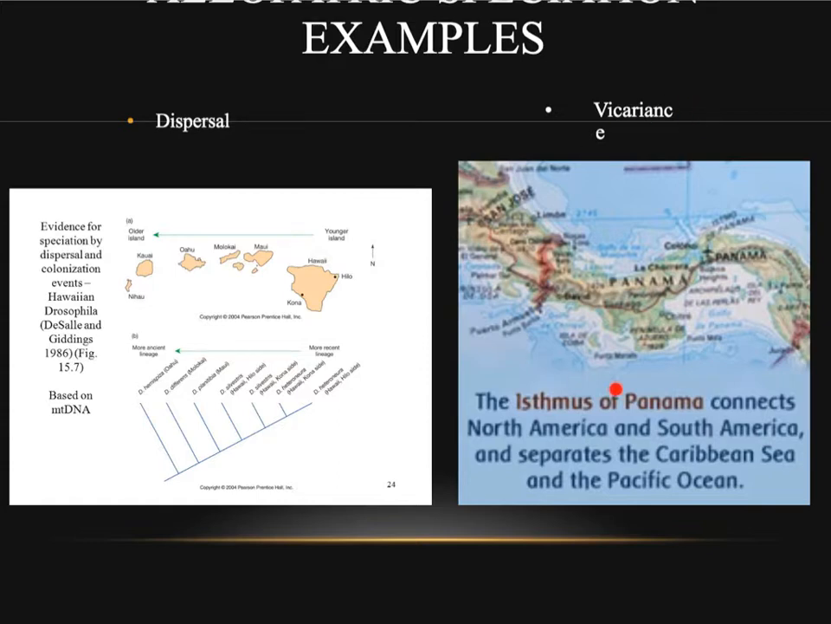This other example here is vicariance and is the evolution of different crabfish species caused by the Isthmus of Panama, which divided the Pacific Ocean and the Caribbean Sea, and which also links South America and North America now.